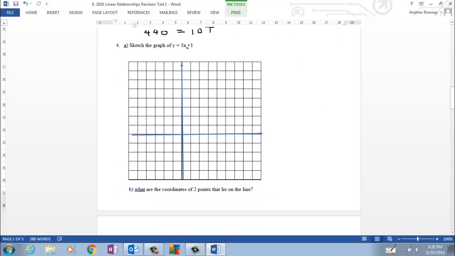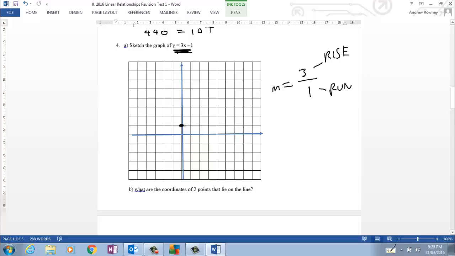The next one is sketching a graph from y equals mx plus c. Now here this says the slope is 3 and the y-intercept is 1. So the y-intercept, it cuts at 1, so we can put the point there. To have a slope of 3, that means the rise is 3, the run is 1. The rise is the bit on the top, the run is the bit on the bottom.